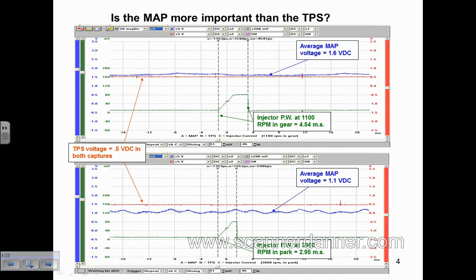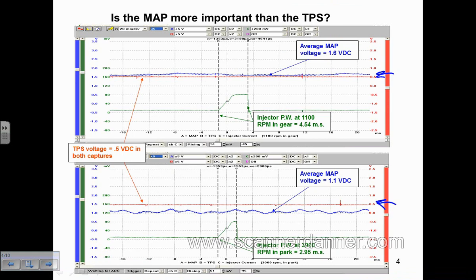Basically, what I'm showing you in this picture is the TPS is not the one that's a factor in this pulse width change that you're looking at on the screen. So the red channel, which is my throttle position sensor, channel B, this red trace is showing you about a half a volt in both pictures. So we have the same throttle angle in both pictures. And then what we're looking at, the green trace, is our injector current ramp pattern.